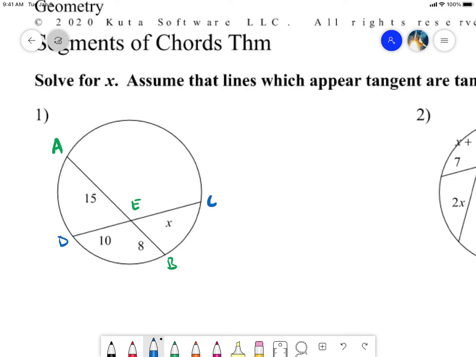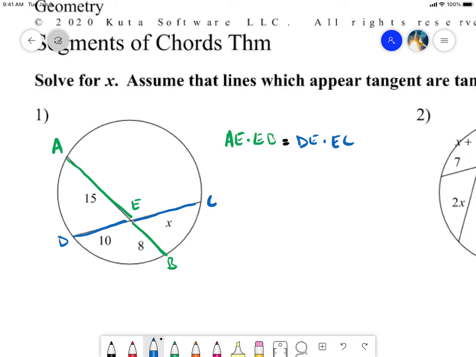And now, the formula that we just talked about says that if I take AE and multiply it with EB, I should get the same result as when I multiply DE times EC. Okay? And that's what this theorem tells us.